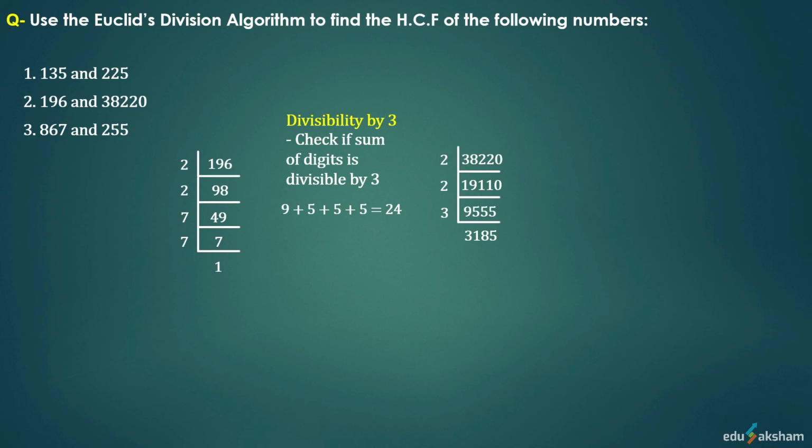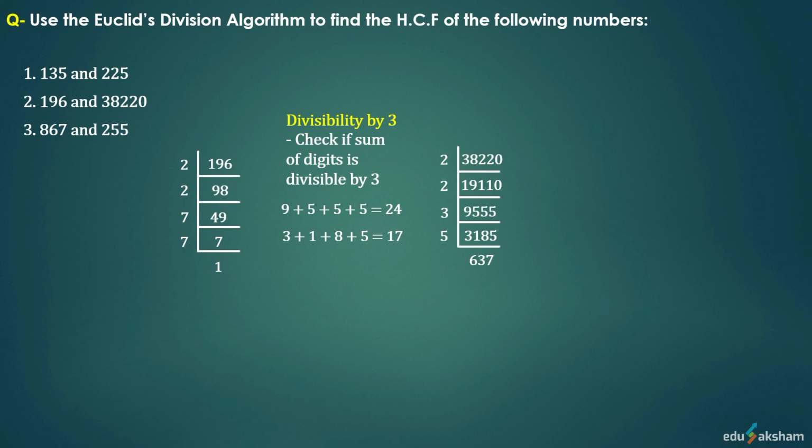3,185 is not divisible by 2. We will check its divisibility by 3 by finding the sum of its digits. The sum of its digits is not divisible by 3. Therefore, 3,185 is not divisible by 3 as well. Moving on to the next prime number, which is 5, we know that this number is divisible by 5 because it ends with a 5, which gives us 637.